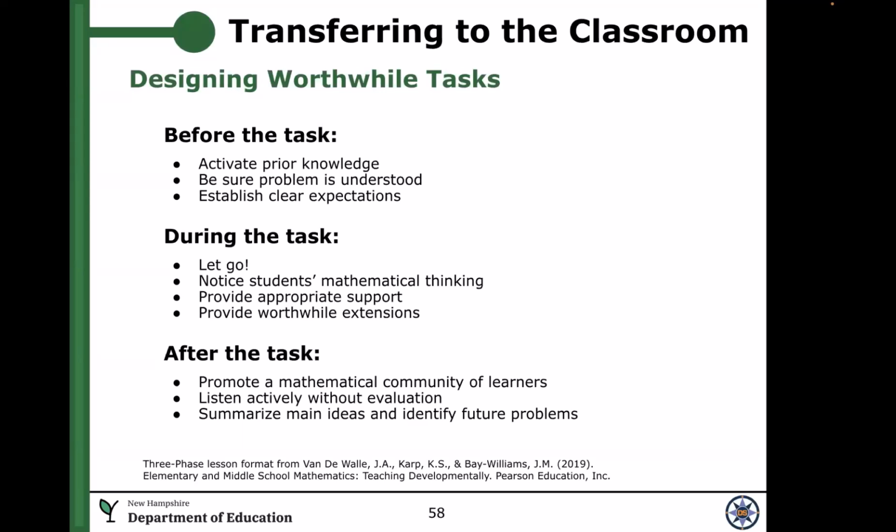We want to actively listen without evaluation, which is really hard because we want to correct them, but we want them to be able to explain their thinking all the way through and then help them figure out how they might explain it in a way that would be a little bit more understandable, but we need to let them go with that. And we need to make sure that we're summarizing the main ideas of why we are learning this and what we need to do to understand this and where we're going in the future with it.